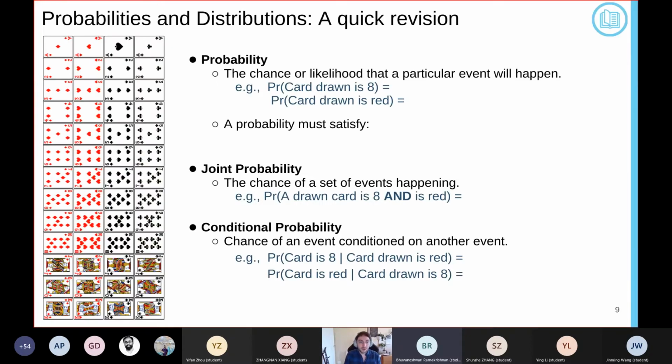So let's do a quick review in probability. I'm sure you remember all this from school. I could have asked you to do this exercise, but I think it's quite trivial, so I think you will understand it, no? Maybe I'm gonna do a quick poll. The chance or likelihood that a particular event will happen. So for example, what would be the probability that a card drawn here is 8? Can someone give me a quick answer? I'll give you 10 seconds.